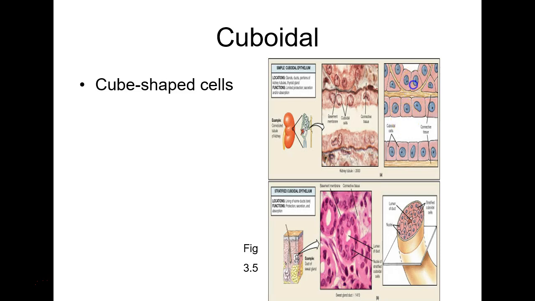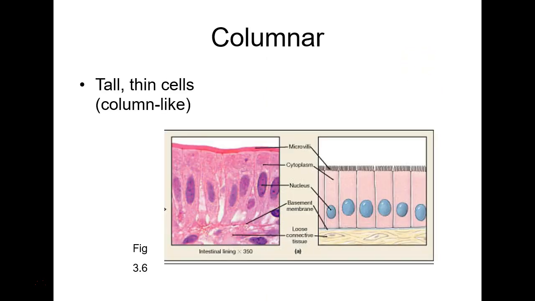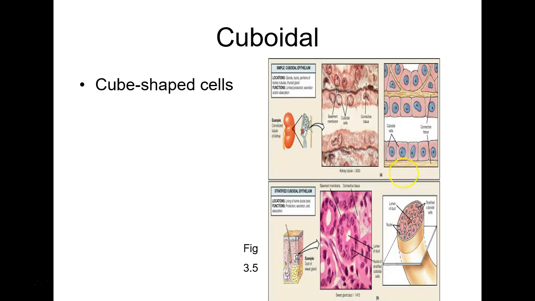So if you see something that looks like a duct and it's coming at you, I'm just showing you a simple cuboidal, probably. Now, we do have some good slides where it's simple columnar in a duct, coming at you or cut long ways. It's really evident if I use those. So you'll be able to tell simple cuboidal from simple columnar apart. I would never do this one to you. Look at that. Looks almost the same.